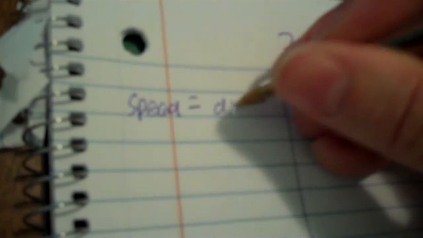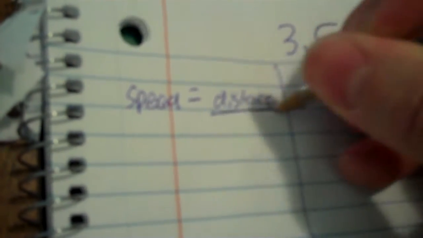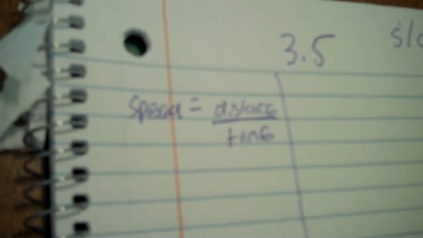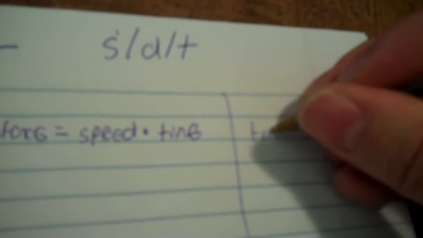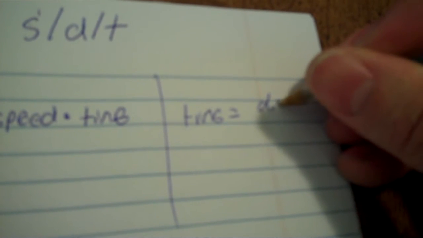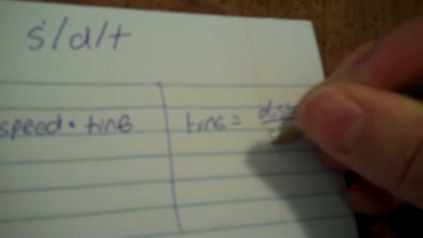Speed, that's like the miles per hour. The per is the speed. That's taking the distance, dividing it by the time. Now distance, to calculate distance, you take the speed and multiply it by the time. Now time, you take your distance, divide it by your speed.